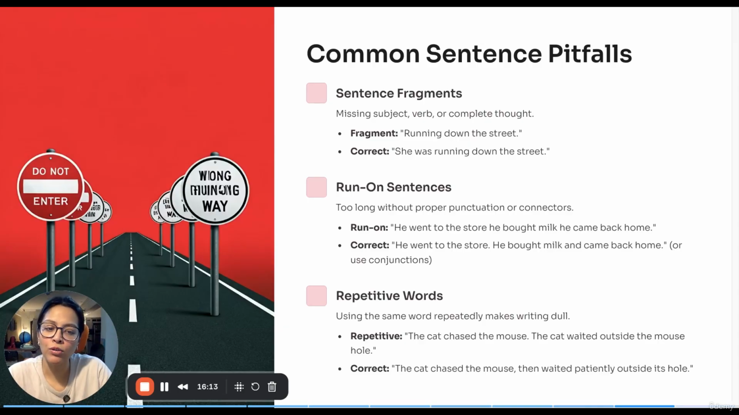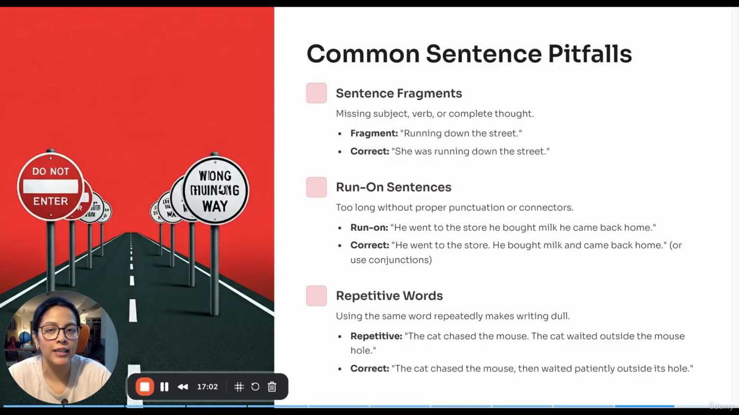Look at the example I have mentioned here. The cat chased the mouse. The cat waited outside the mouse hole. We can improve this sentence by either changing the wordings, however keeping the meaning intact, or by using pronouns. So, the cat chased the mouse, it waited outside the mouse hole. That could be one way of doing it.